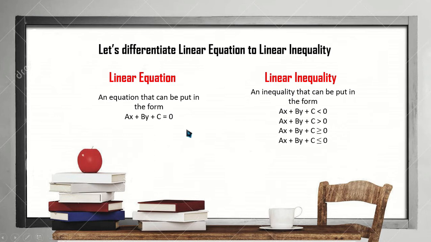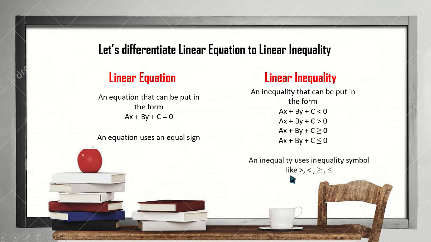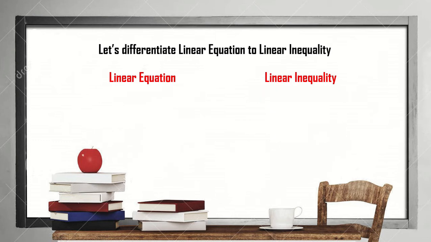So kapag linear equation, gumagamit siya ng equal sign. And then pag linear inequality naman, ang ginagamit ay greater than, less than, greater than or equal, less than or equal. So ito yung mga example. So we have 2x minus 4y plus 16 is equal to 0. So gumamit ng equal sign. 5x is equal to 2 minus 6y. Y is equal to 6x minus 12.